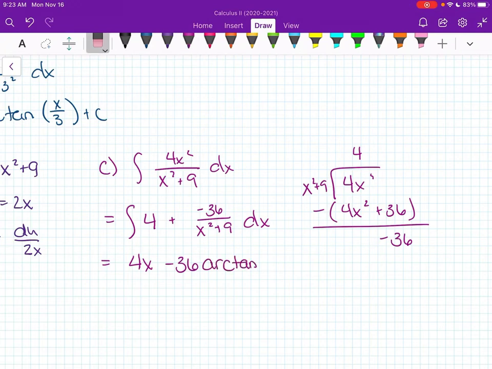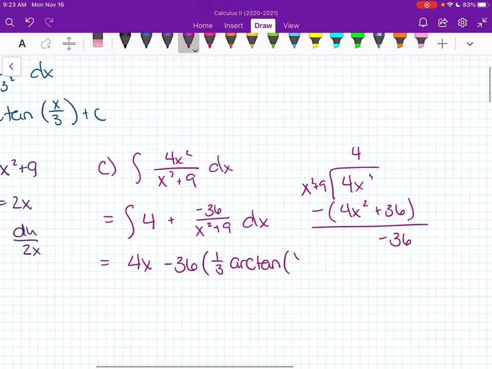Oops, I messed up. All right, so it's negative 36 times 1/3 arctan of x over 3 plus c, and then go ahead and combine that negative 36 and 1/3.